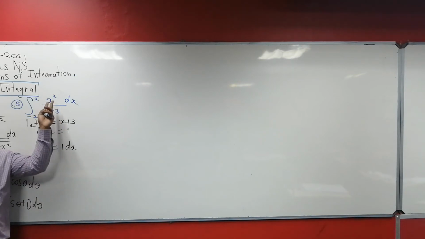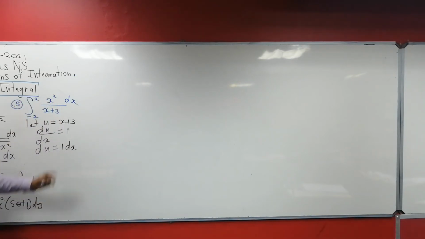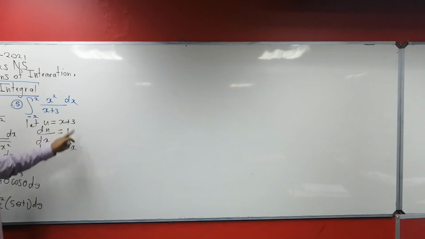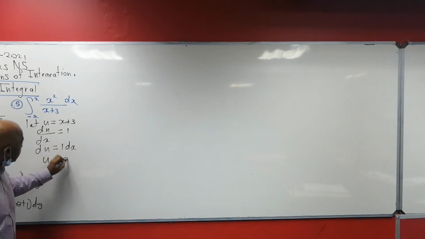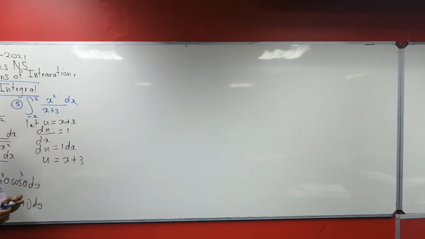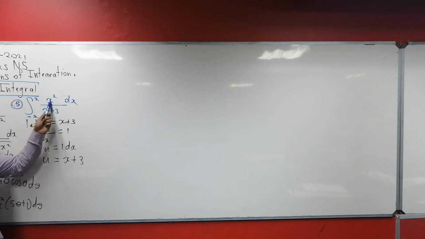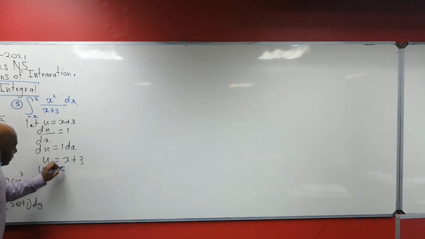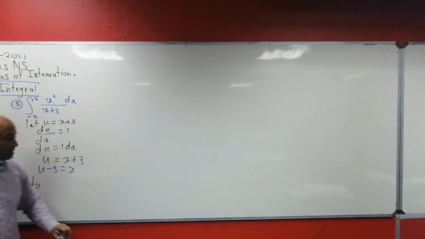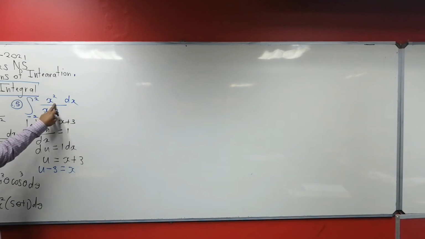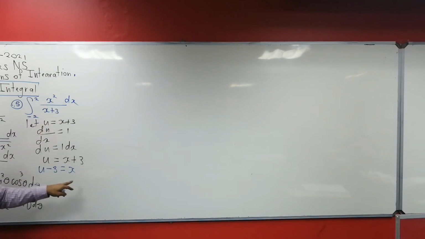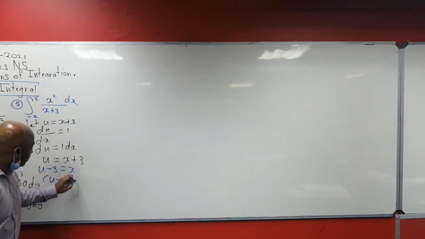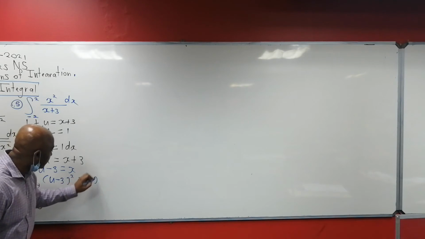We need the numerator also in terms of u. So we go back, u is equal to x plus 3. So let's write that down. U is equal to x plus 3. Now I need x squared in terms of u. So u minus 3 will equal x. But this is not x, it's x squared. So there's an equation, square both sides. Now u minus 3 all squared is equal to x squared.